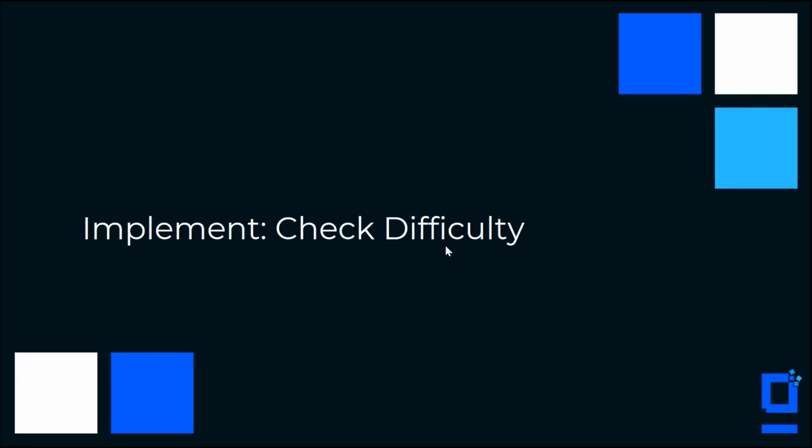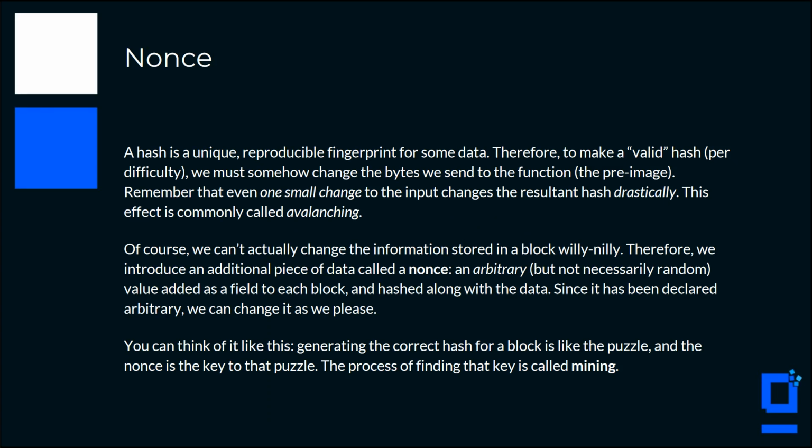And now we can move on to the next step. So we're going to introduce this concept called a nonce. So we have our block, right? And we generate a hash, and it doesn't fit the difficulty that we've specified beforehand. Now what do we do? Because if we generate the hash again, we'll get the exact same series of bytes, because remember, it's unique to the data and it's reproducible, so you get the same thing every time. So we somehow have to change the bytes that we're hashing.